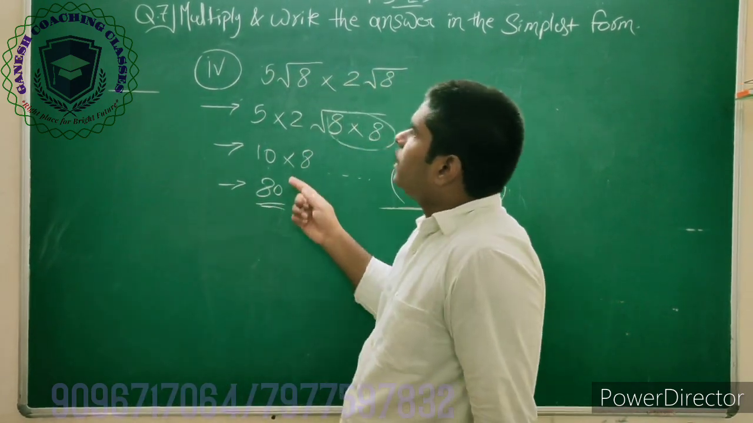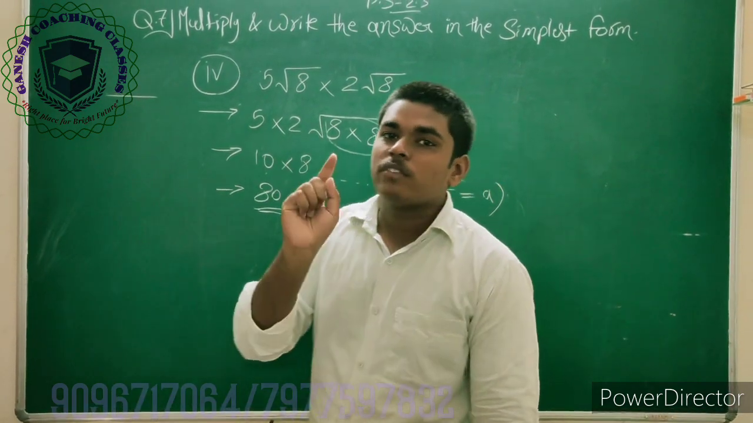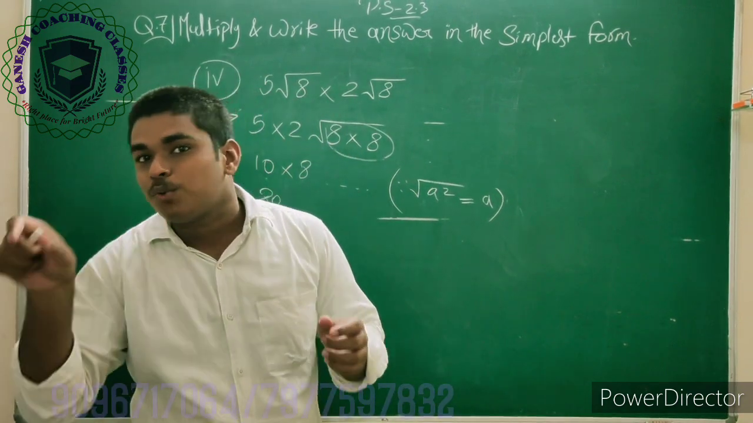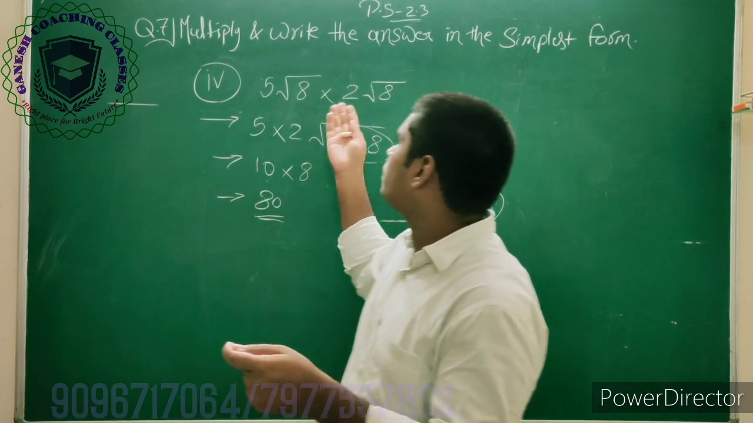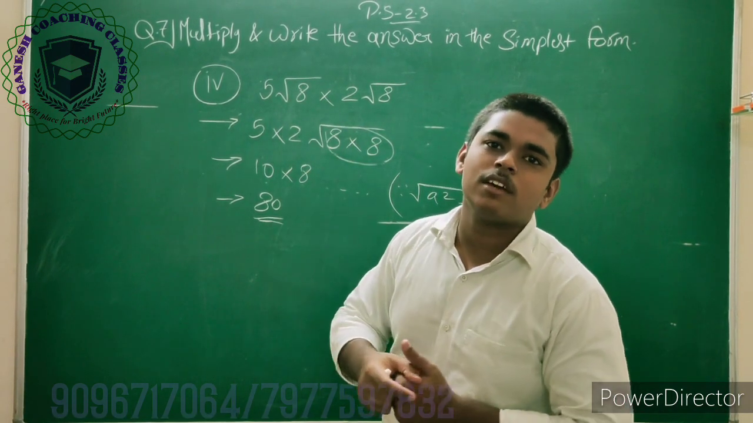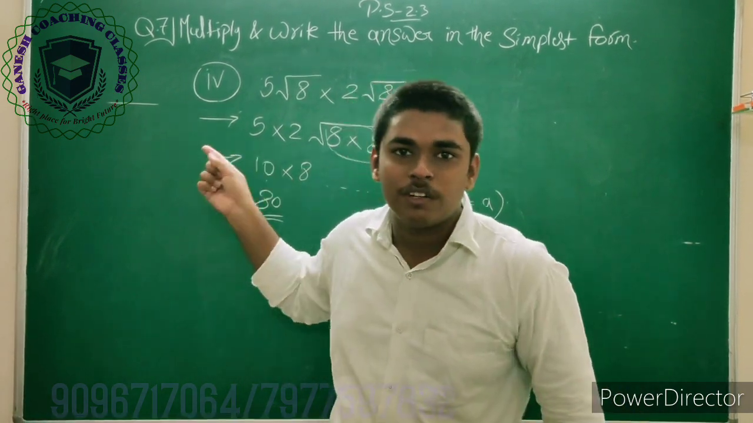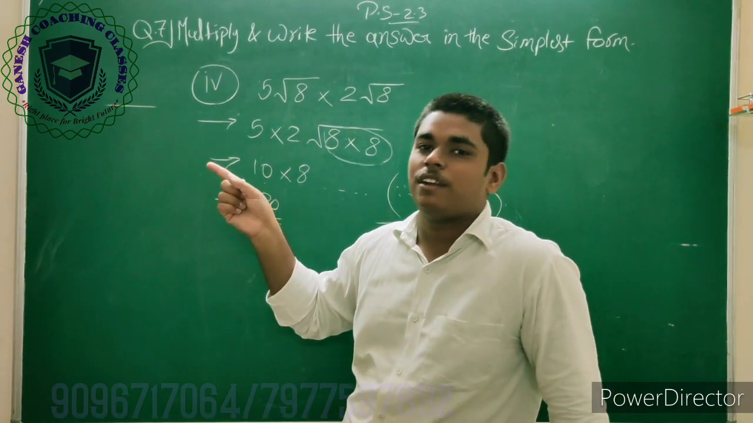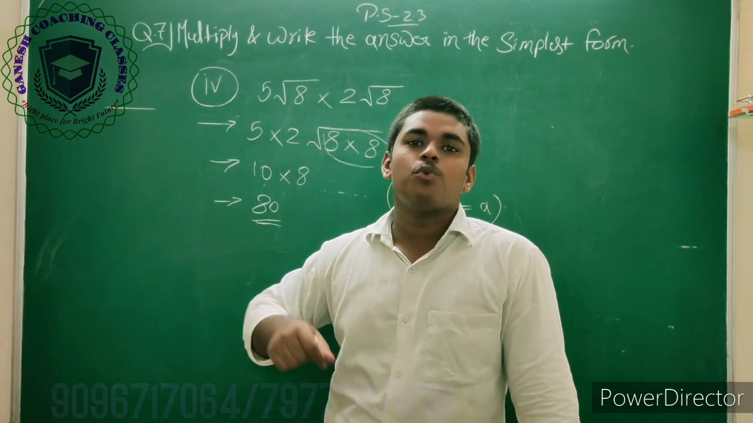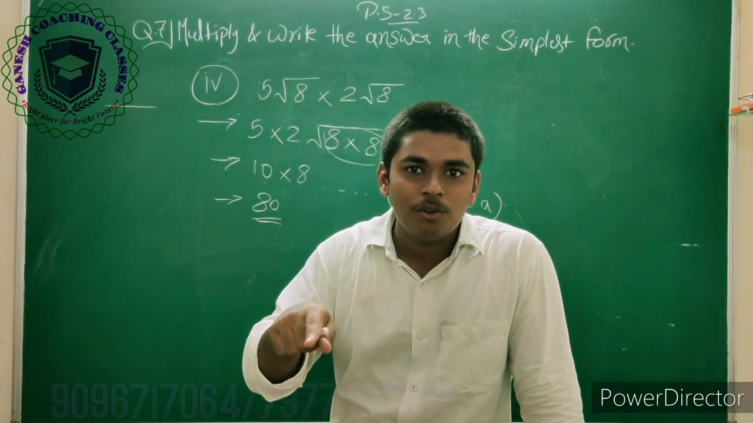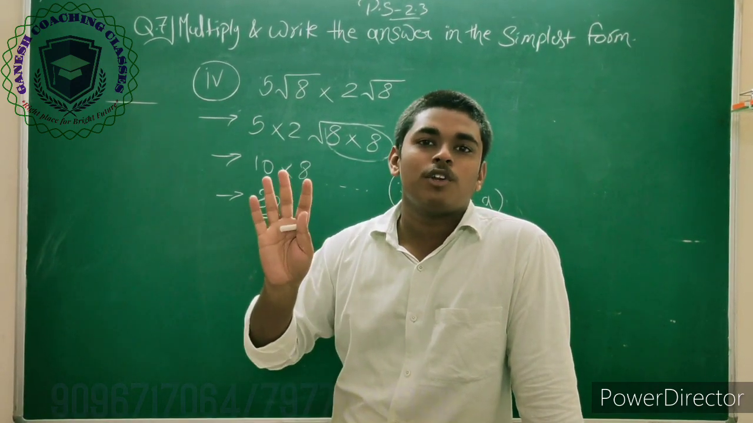Okay, by this question 4 we have completed question number 7. In question number 8 we have to divide two surds. Okay, it is the same as question number 7, but with a different sign. Here in question number 7 we are getting the multiplication sign between two surds, but in question 8 we are getting the division sign between two surds. You can try those sums by yourself.